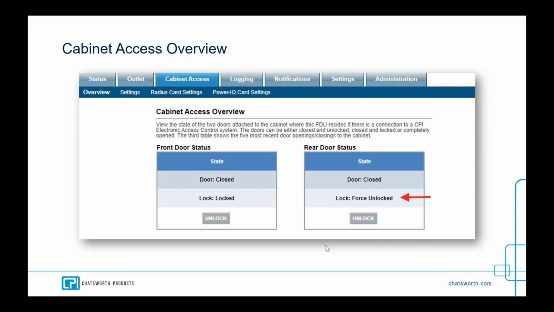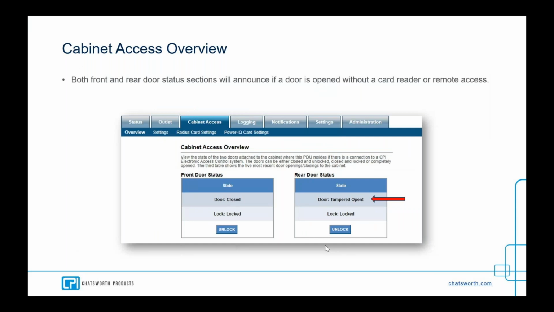This image shows a similar example as the previous one. The rear door shows a force unlocked state, and it allows you to monitor the door and the lock state for the cabinet door. Besides the lock state, the cabinet access functionality also allows tracking the door status of the cabinet. If a door is forcefully opened, an alert will show in the door state that says tampered open. This will also show in the syslog entries under the logging section. That way, you can continuously monitor the door and lock behavior uninterrupted.